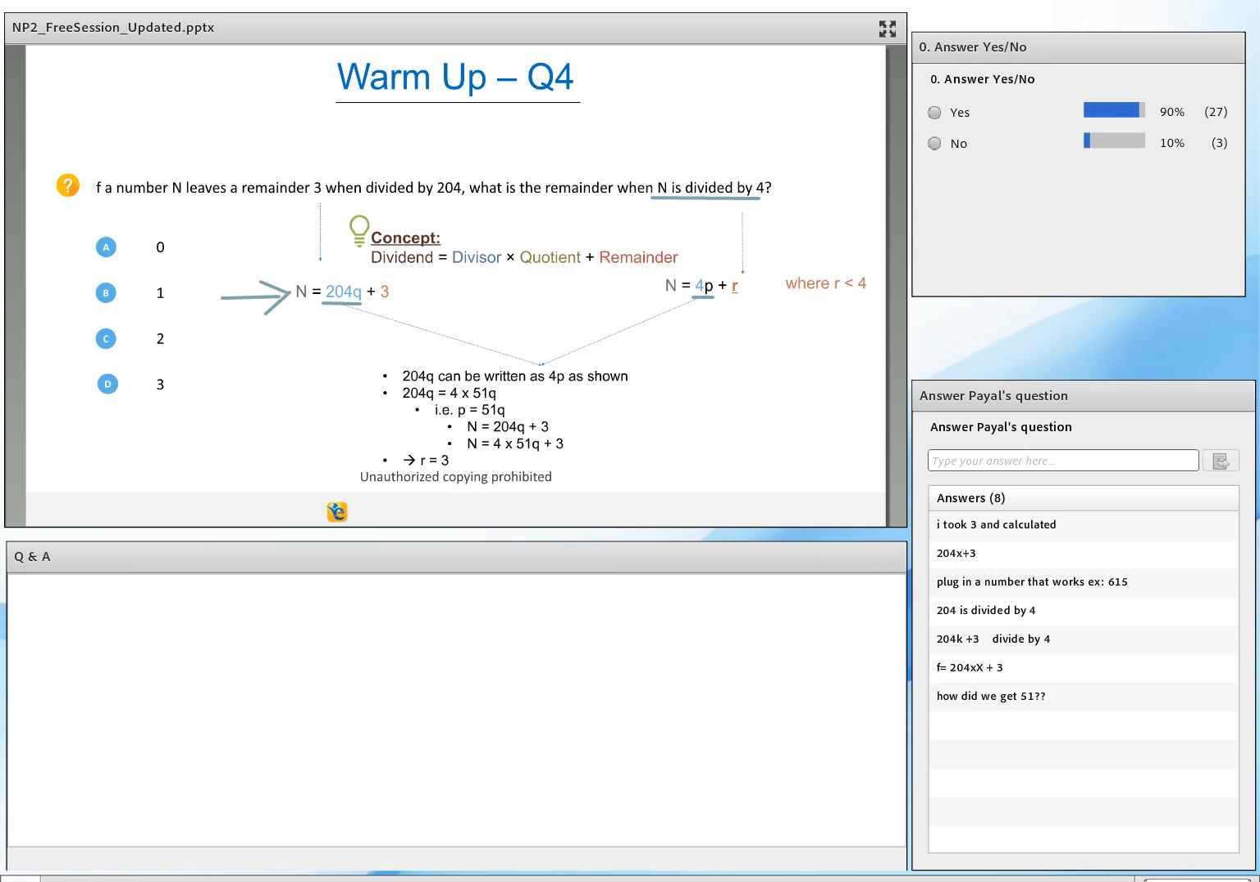How did we get 51? Simply, 51 times 4 is 204. So I'm just saying that 204 is a multiple of 4. I'm just making that observation. Over here, as I said, I'm just doing all the working out. So how many of you utilize methods such as this, which is as step by step as what you see on the screen?